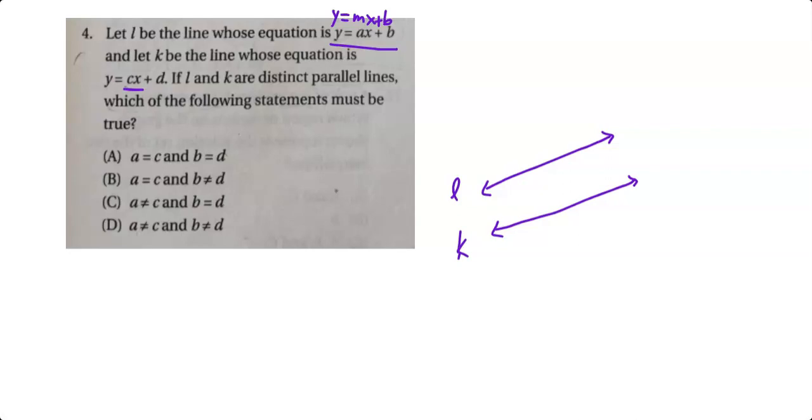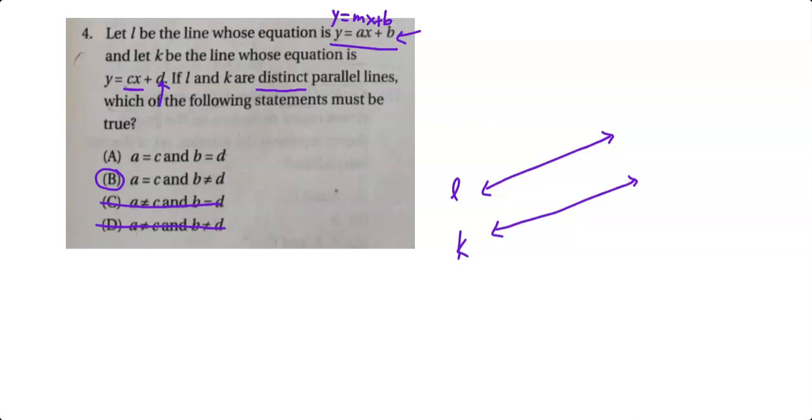So in order for these lines to be parallel, A has to be equal to C, which eliminates answers C and D. So the only other choices are that B equals D or B is not equal to D. If B is not equal to D, then the lines are parallel. If B is equal to D, then they are the same line. And they're saying that these are distinct parallel lines. They're not one right on top of the other. So then we have to go with B, which is B is not equal to D, which would be like the y-intercept part of the slope-intercept form.